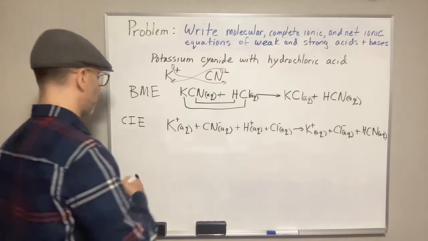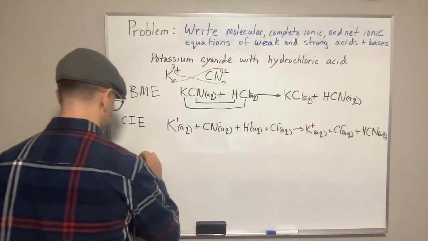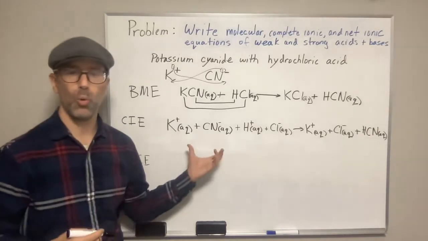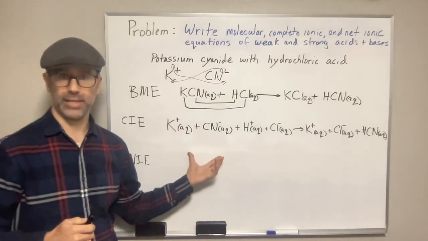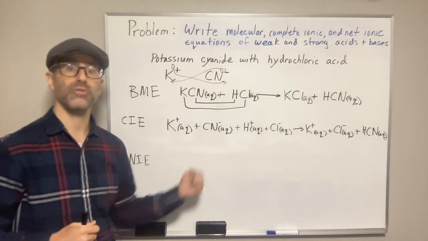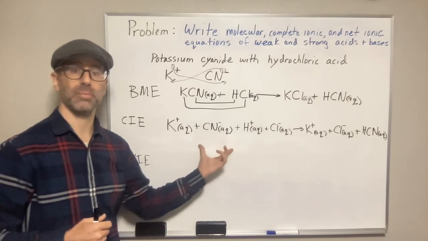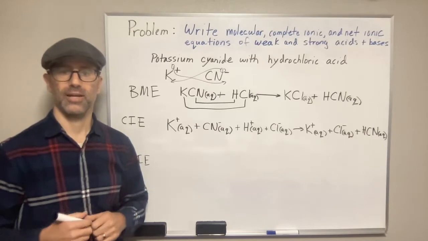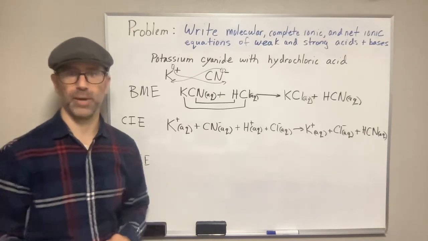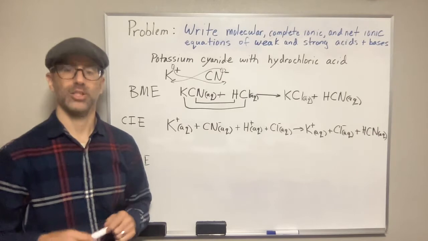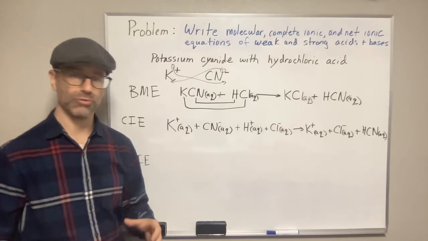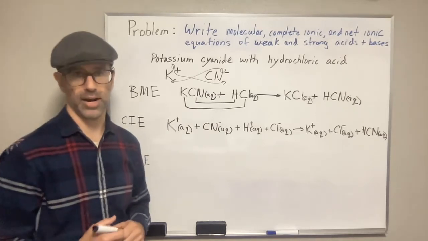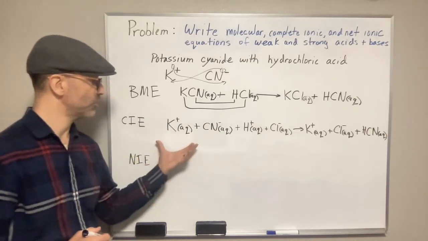So now for our net ionic equation, we need to figure out what the spectator ions are. So we're going to remove the spectator ions from the complete ionic equation to make your net ionic equation. So this is kind of like taking taxes out of your paycheck. Your net pay is what you get after taxes are removed. So we're going to get our net ionic equation after the spectator ions are removed. So what are the spectator ions?